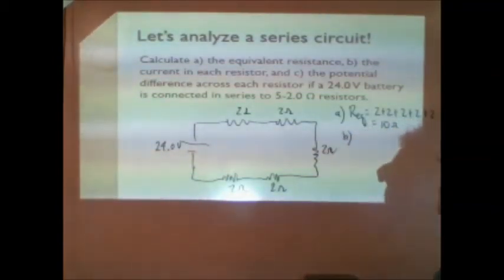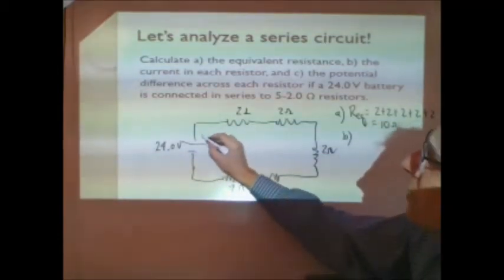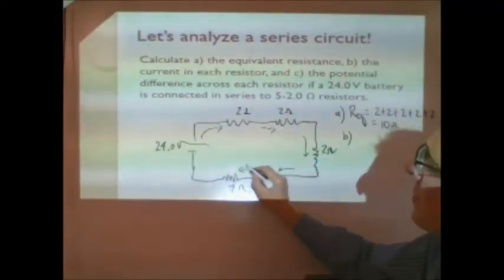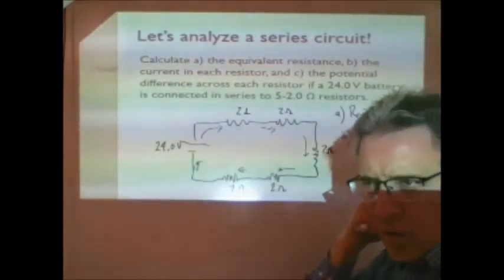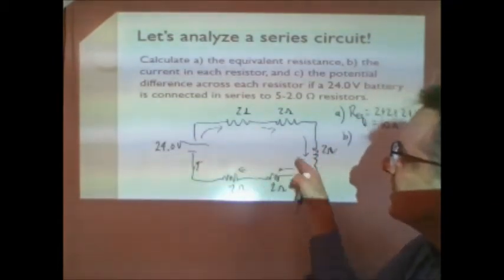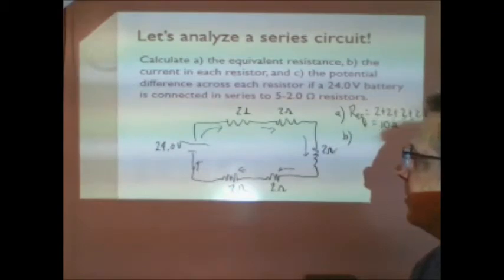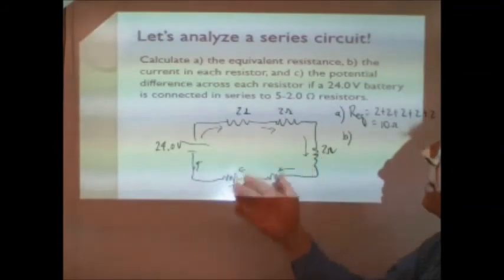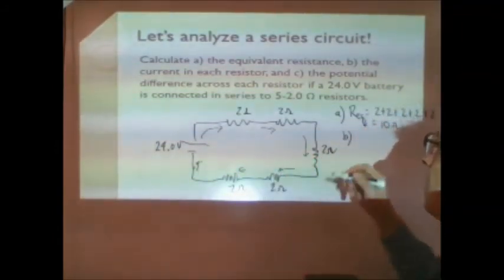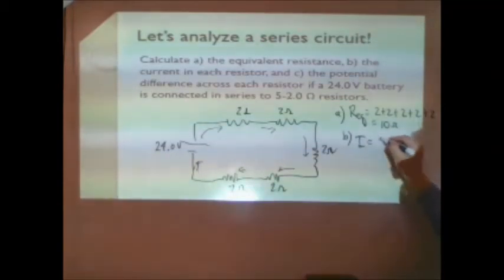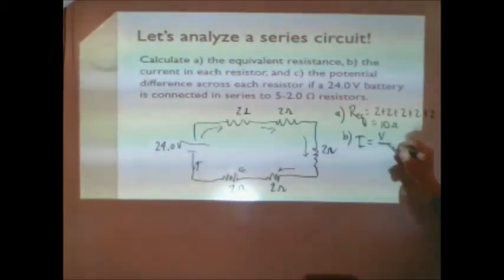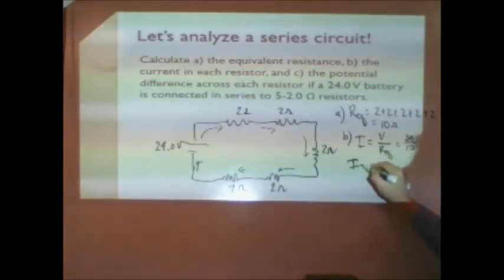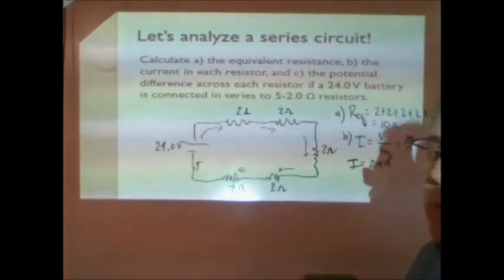And for part B, the current in each resistor. So current's going to flow out of the battery like this, and it's going to flow like this. And since only energy is being dissipated as it goes through the resistance, the current is all the same. The current flowing through each of these resistors will be the same. And so we can find that current by taking the battery voltage and dividing by the equivalent resistance. And that is 24 divided by 10. And so the current that flows through each resistor is 2.4 amps.